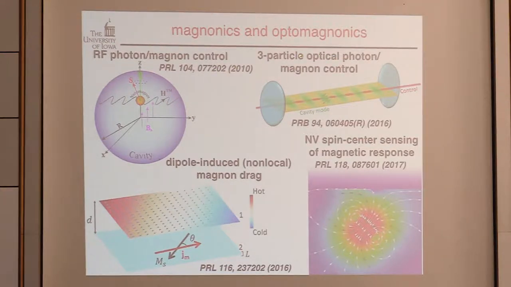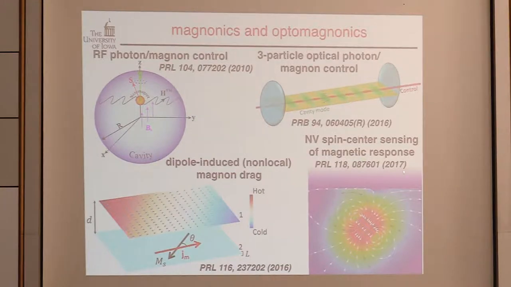We've also done work on three-particle interactions, optical photons and magnons. So this is two optical photons and a magnon. I'm not going to talk about that today. We have looked at non-local electromagnetically mediated magnon drag. Our motivation here is trying to understand whether these spin transport systems would have any parasitic effects or crosstalk between wires. And it turns out that they do, just through the fluctuation-induced drag for magnons. But again, I won't talk about this in detail.